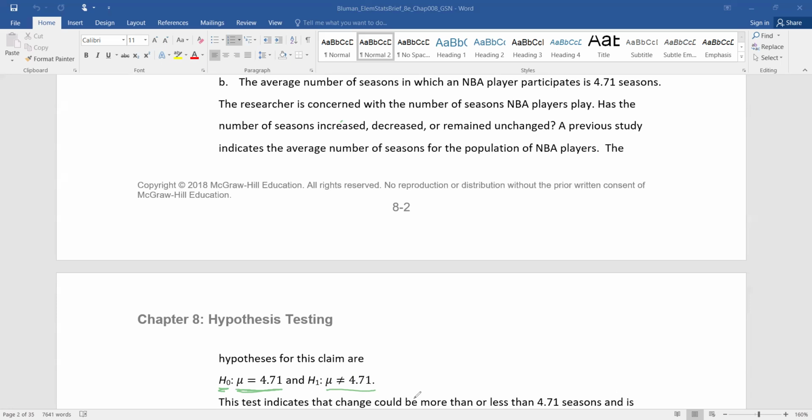This test indicates the change could be more than or less than 4.71 seasons and is called a two-tailed test, because now what we're looking at is, here's our null, and then our alternative hypothesis could be on either side. We're just trying to state, is there enough evidence to say that it is not equal to 4.71? Alrighty, moving to C now.